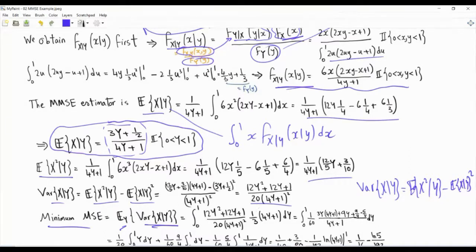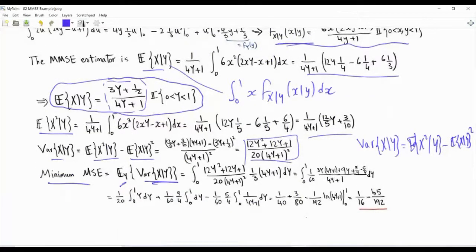Then if you want the minimum MSE, here by minimum MSE we mean the minimum MSE averaged over y, so you just take this quantity, multiply by the PDF of y, which was basically the denominator here, and you do the integration, and here is what you get.